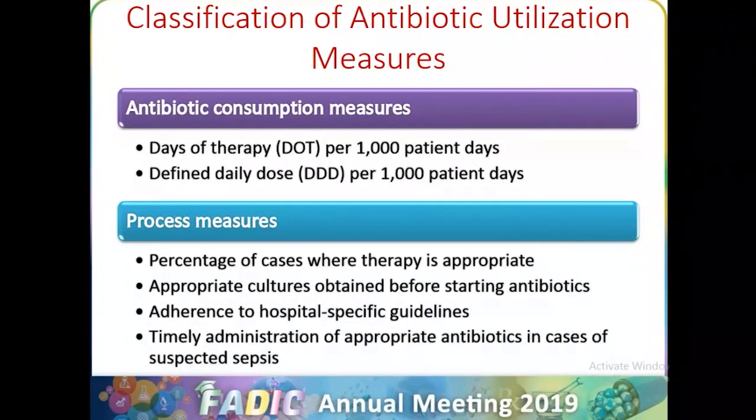The second class of measures is the process measures, where you would assess the process of these interventions. For example, assess or evaluate the percentage of cases where antibiotic therapy was appropriate. And this is usually done through some of the studies that we call MUE, or medication use evaluation, where we retrospectively go back and assess whether the antibiotics were prescribed for appropriate indications.